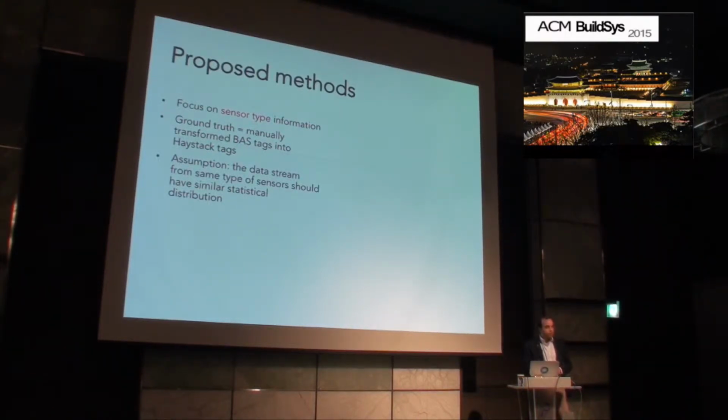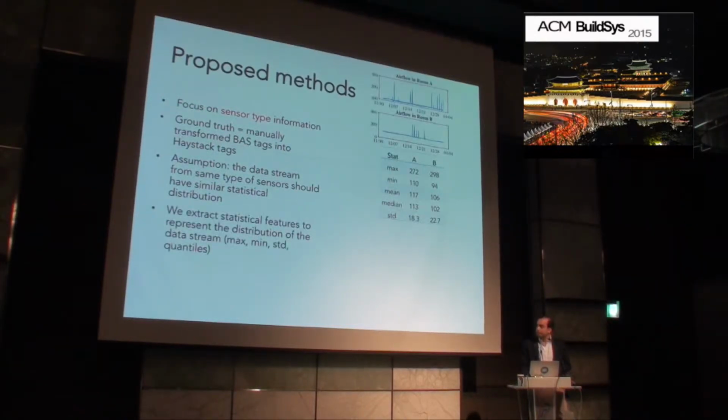The big assumption here is that the data stream itself from each one of these sensor points is common, or at least has some statistical distribution that is common for the same type of tag. So the distribution for tags that are of the same type is similar. That's the big assumption. And because of that, we're going to extract some features that represent the distribution of the data stream.